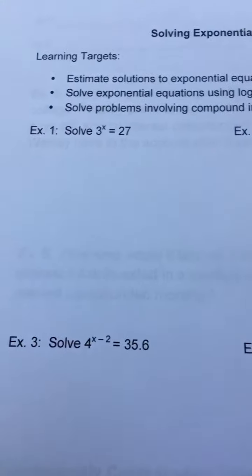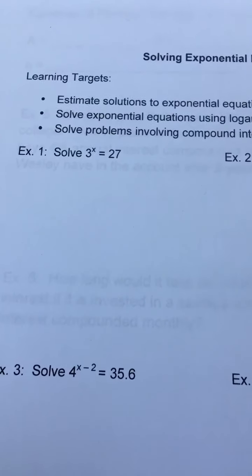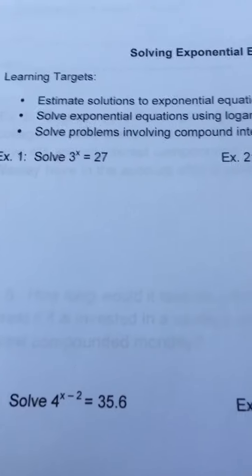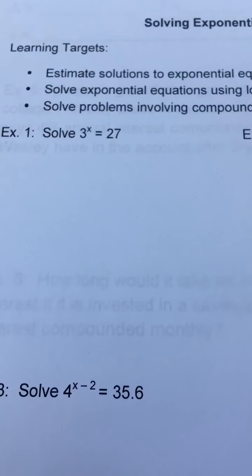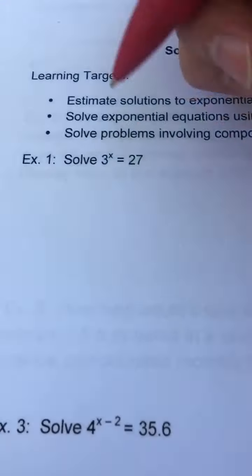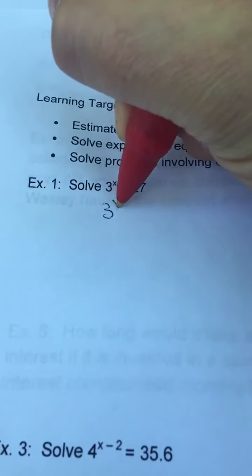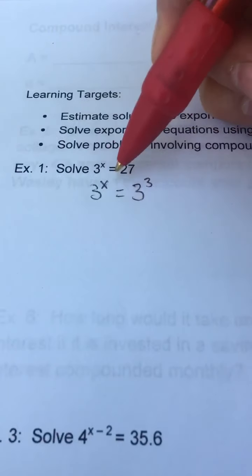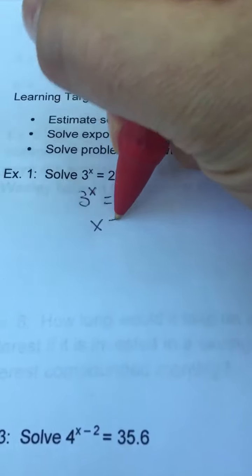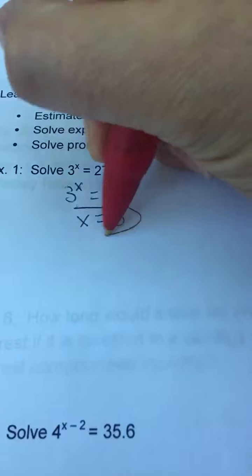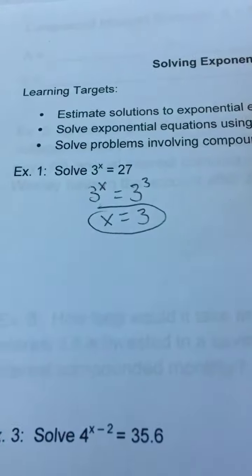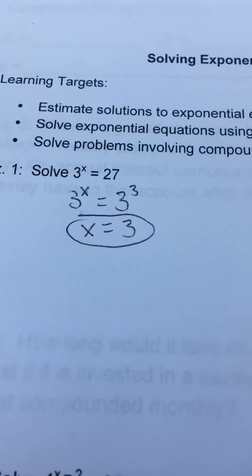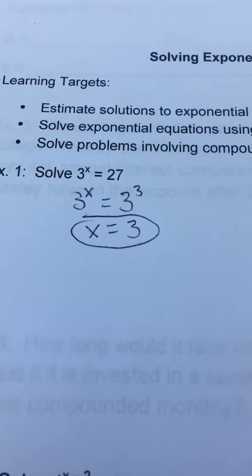Looking at this, 3 to the x equals 27. This one, we could use the method that we talked about yesterday, same base. I can rewrite that 27 as 3 to the what power? 3 to the third. So I can say this is just 3 to the x equals 3 to the third. And so I have the same base, so I can just drop the bases and say x equals 3. And that is my solution, because 3 to the third does give me 27. Now, that method is great, and it works wonderfully for that problem, but it does not work on every problem.